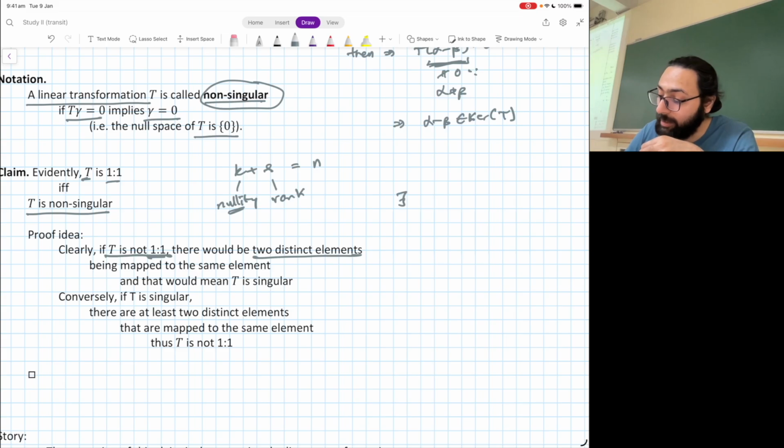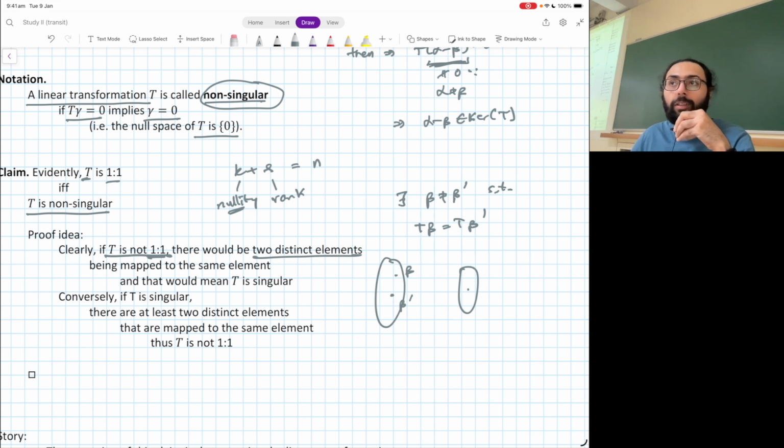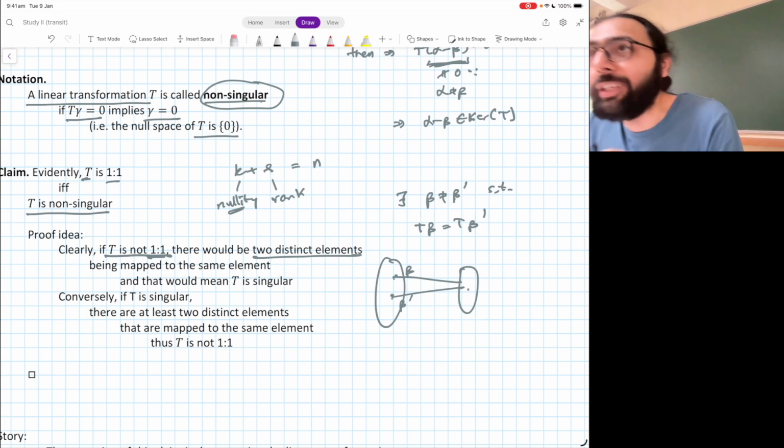So if T is not 1-to-1, what does that mean? It means that there exist beta and beta prime, distinct, such that T of beta equals T of beta prime. That is what it means to not be 1-to-1. You have two elements, beta and beta prime, that are being mapped to the same element under T. Is that okay?